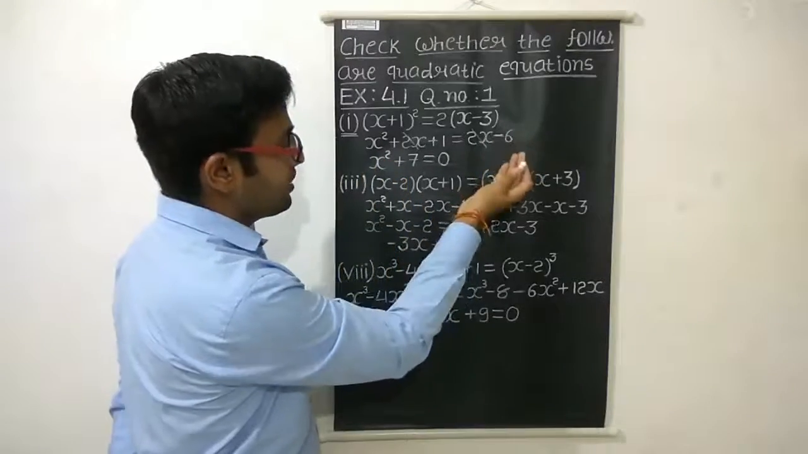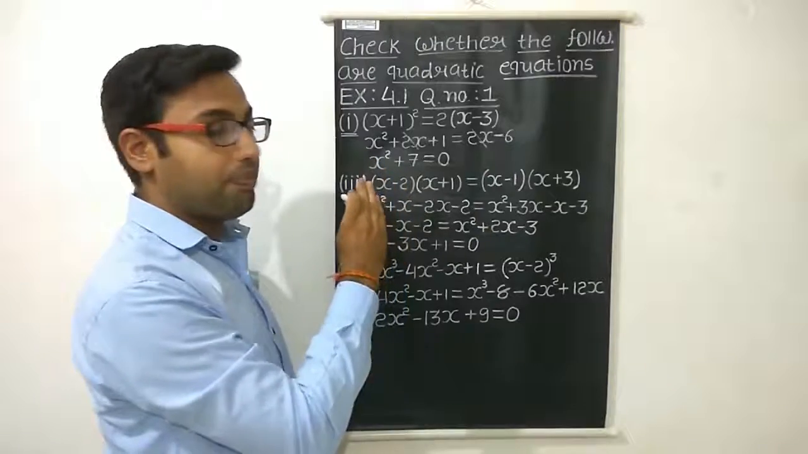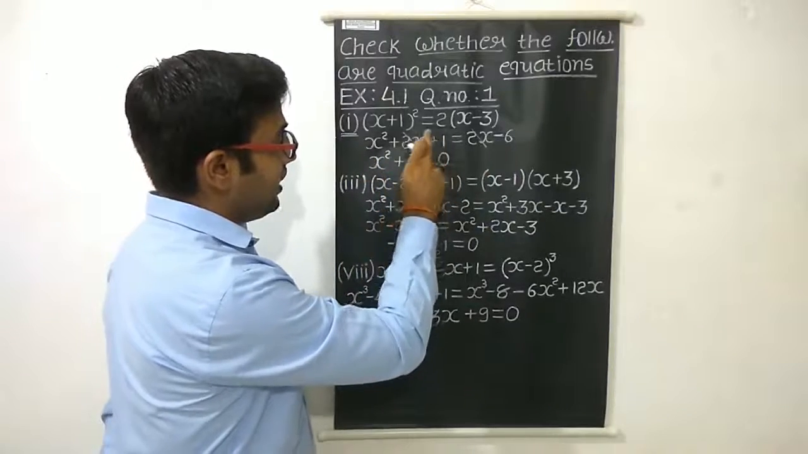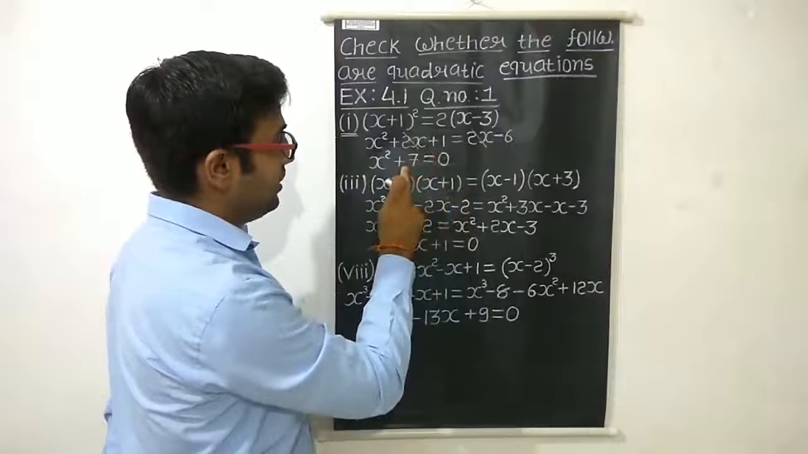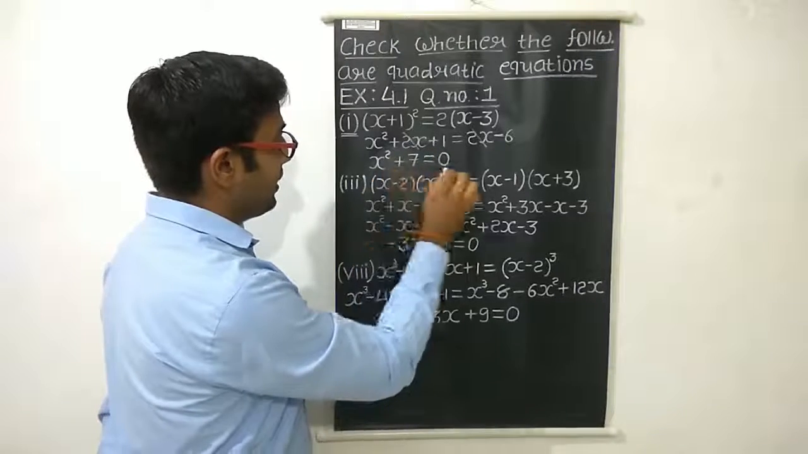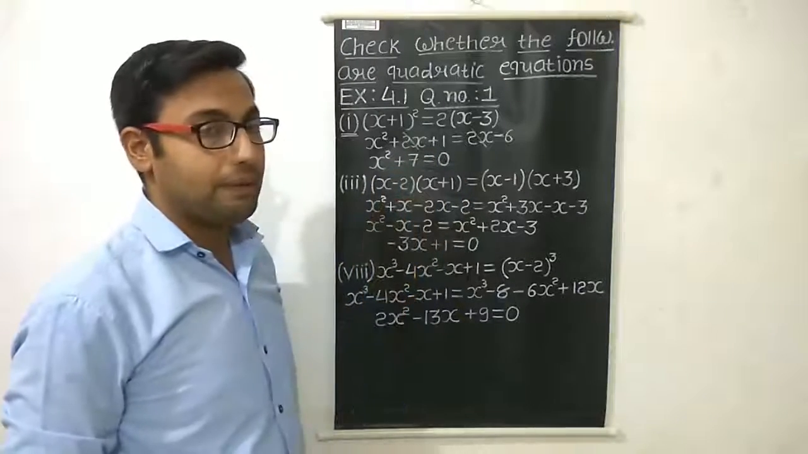Take this minus 6 to the left hand side. Now it will become plus 6. It is added with 1. So 6 plus 1, that is plus 7. So what we will get? X square plus 7 is equal to 0.